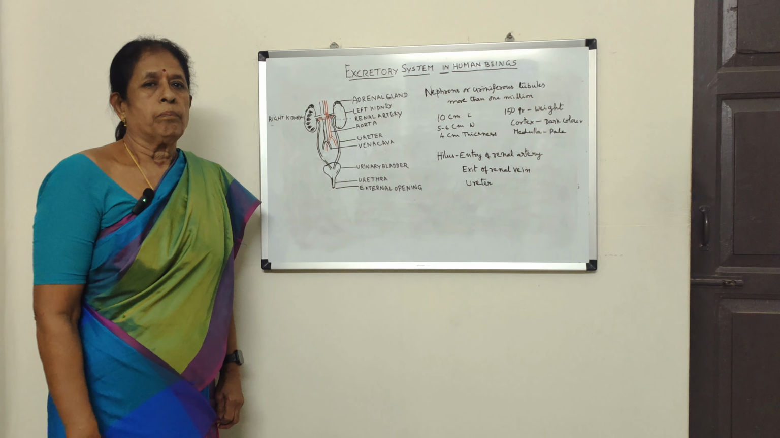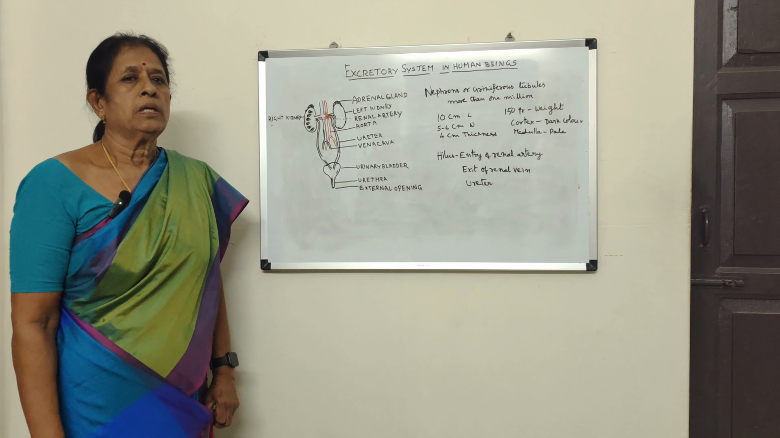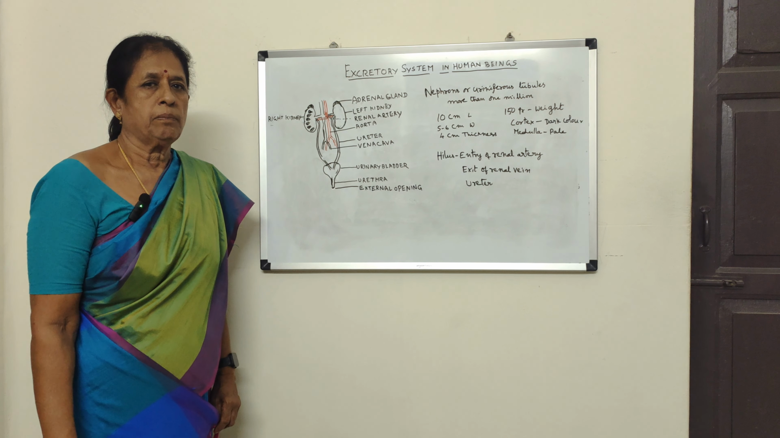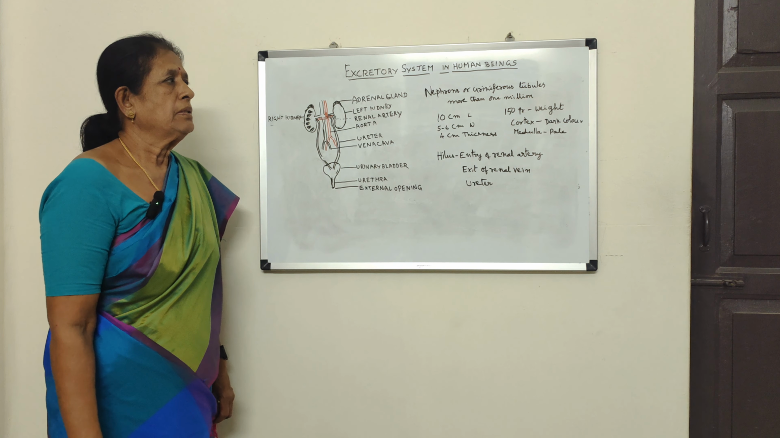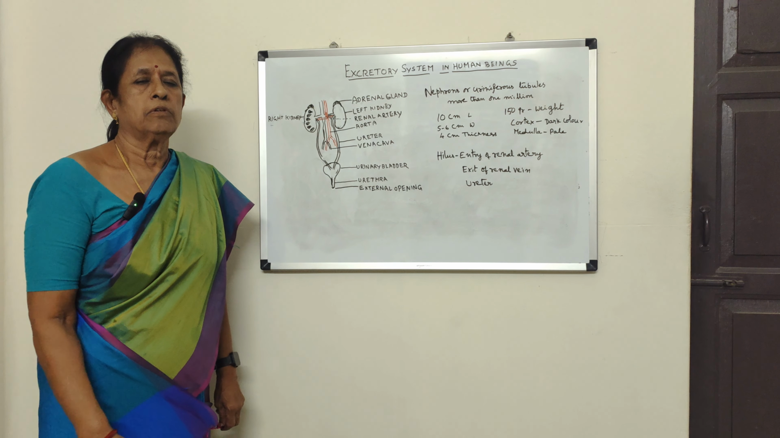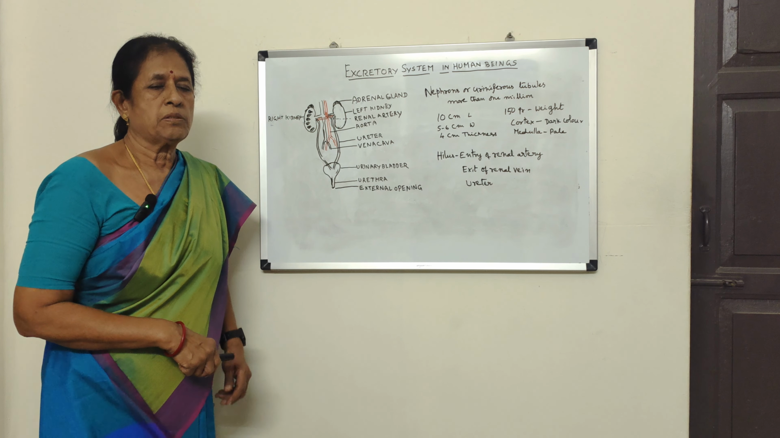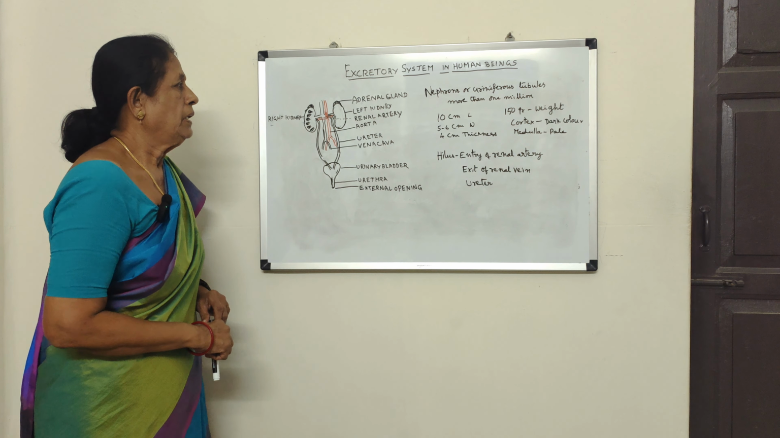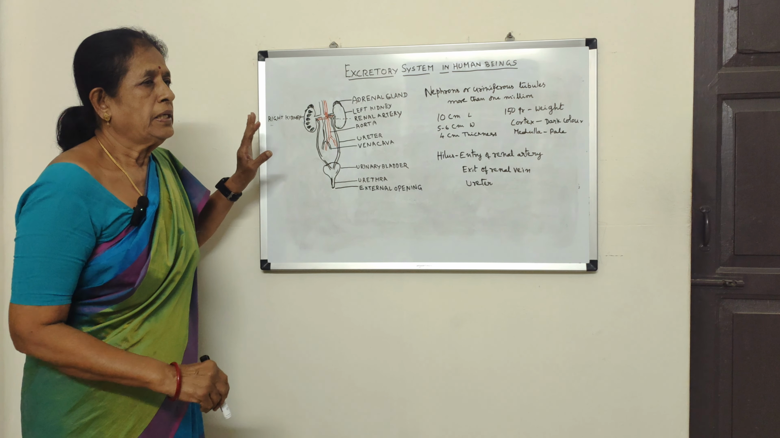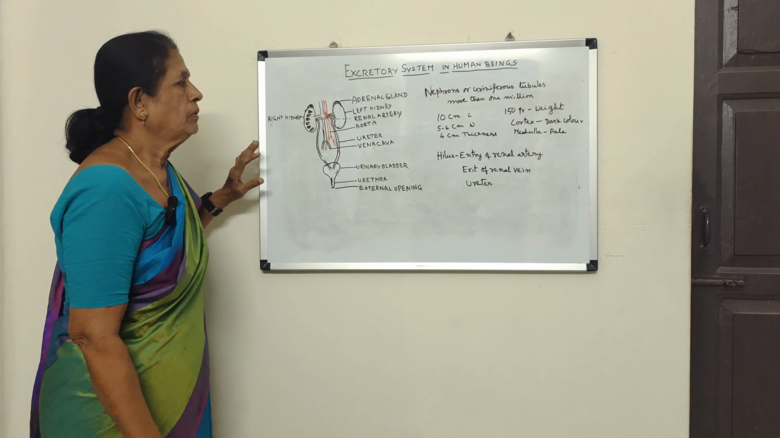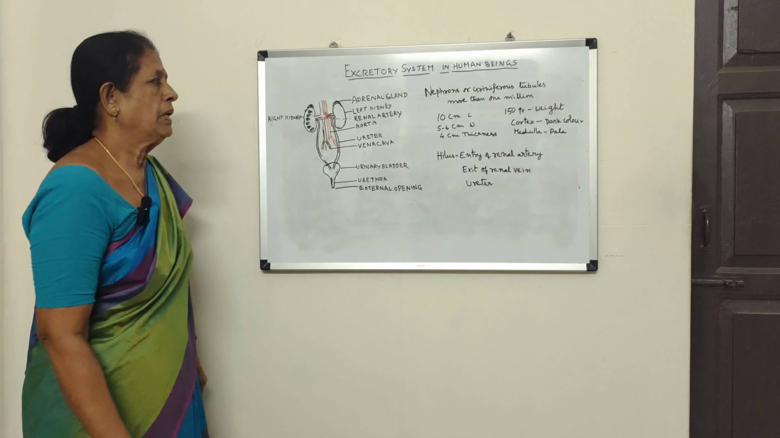In the previous class, we have seen different excretory organs in man and how these excretory organs function and how they eliminate the waste materials from the body. And now we will see a detailed description of the excretory system in man.